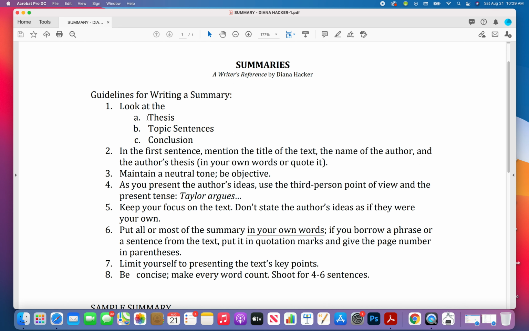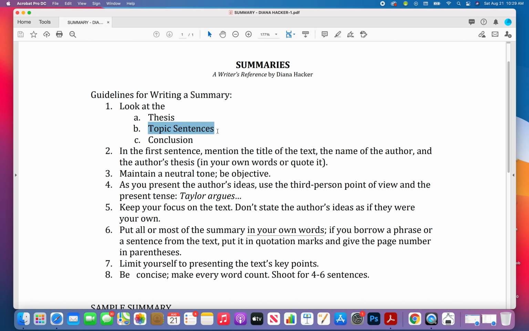First thing you want to look at is the thesis, which we've already talked about, the topic sentences, and the conclusion. For the thesis, you want to reword that in your own words. Anytime you do a summary, this should be completely in your own words. Be very careful of plagiarizing here. But you should reword the thesis in your own words.